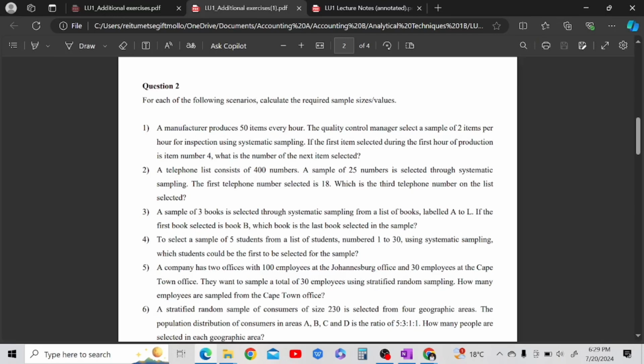So guys, let me just remind you. Remember, immediately we see "select a sample," it means that this is going to be our small letter n. And when we are using systematic sampling, we're going to have k, and our k is going to be capital letter N divided by small letter n. So we have the small letter n equals 2. Now let's read to see if we can identify our capital letter N or our K.